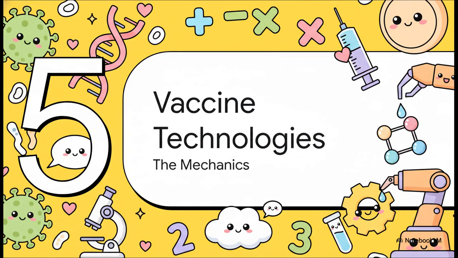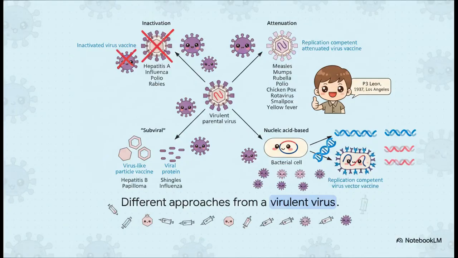All right, on to Section 5. Types of vaccine technologies, the mechanics. Okay, this flowchart might look like a giant puzzle, but let me be your tour guide here. Starting right in the center, with a virulent parental virus, scientists have a bunch of different engineering paths. They can use attenuation, which weakens the virus so it replicates but doesn't actually make you sick. This is how the live polio vaccine works, which, fun fact, uses strains like P3 Leon, isolated all the way back in 1937 from an 11-year-old boy in Los Angeles.